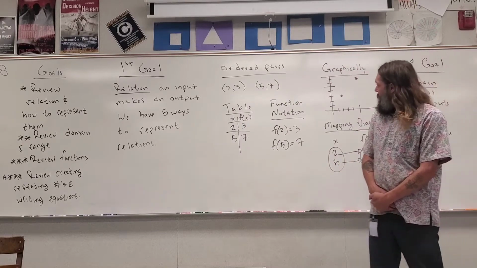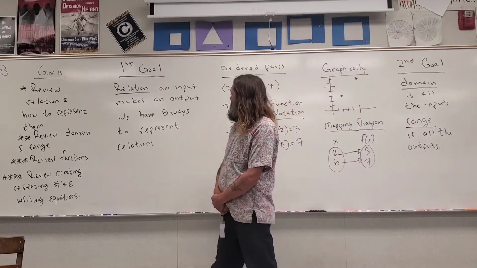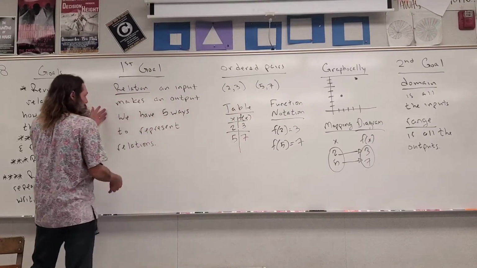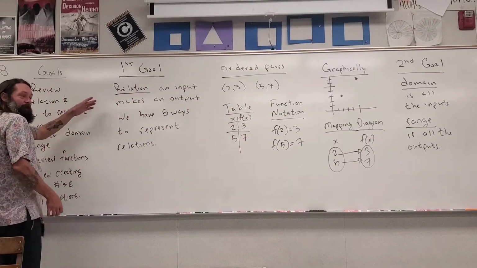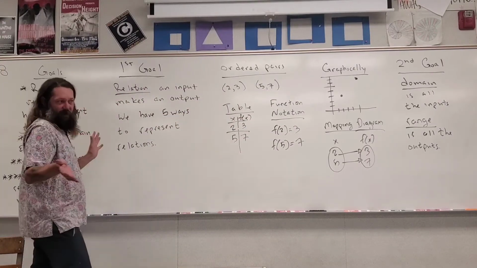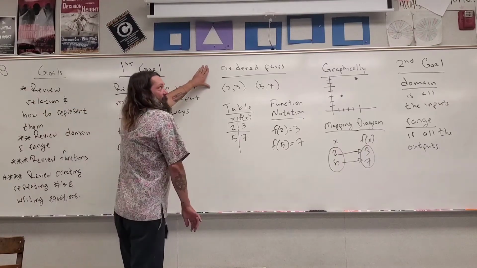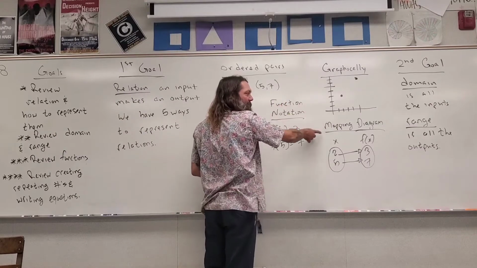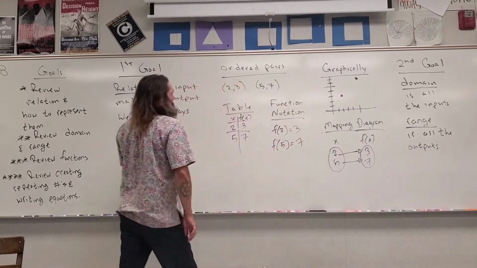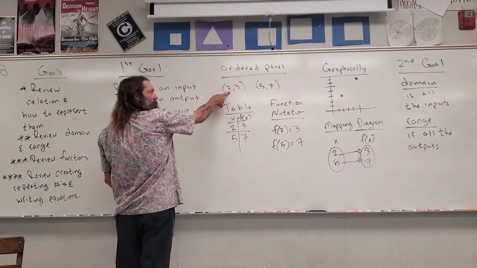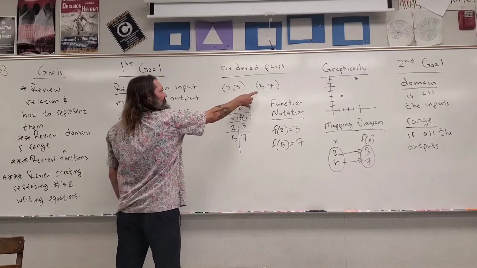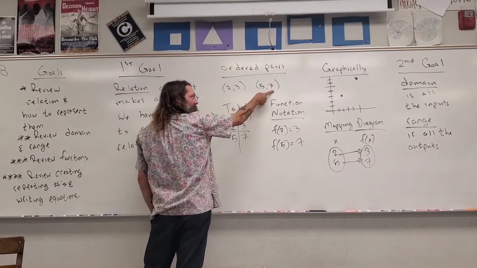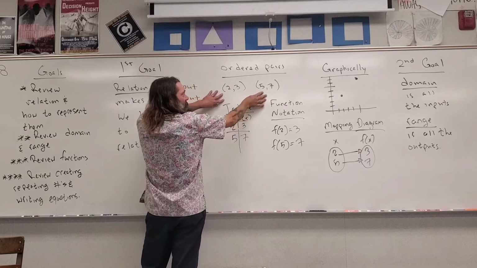A relation is an input that makes an output, and we have 5 ways to represent relations. Right, so inputs are making outputs, that's a relation, that's basically it. So we have 5 ways. I can write them as ordered pairs, as a table, as function notation. I can graph them, or I can write them as a mapping diagram. So here, if I plug in 2, that's my input, I get 3 as an output. Here, if I plug in 5, I get 7 as an output. So this is what it looks like as an ordered pair.